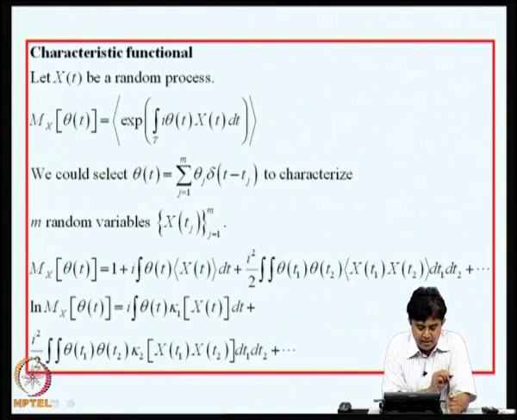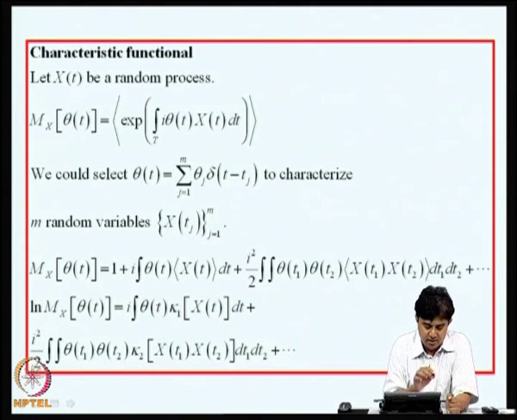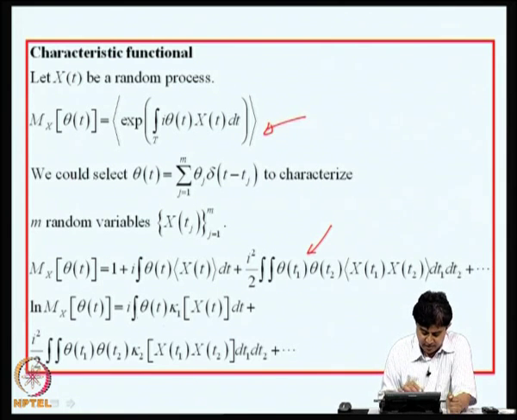Now, how do we generalize the notion of a characteristic function to a random process? Suppose x of t is a random process and we define what is known as the characteristic functional, denoted by M_x of theta of t, which is actually the expected value of exponential of the integral of i theta of t x of t dt. Now, of course, if I take theta of t to be a sum of Dirac delta functions, we will get the joint characteristic function of the m random variables stationed at t equal to t1, t2, t3, up to tm. But I am not interested in this, I am interested in a general form of the characteristic function, that is called the characteristic functional. So, here again I can expand this e raised to this quantity in a series, and we get these expressions, and we can take the logarithm of this. This will help us to define the first cumulant and second cumulant and so on and so forth.